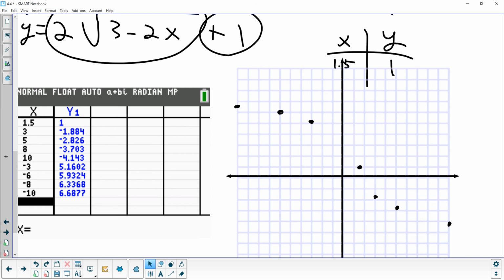Okay, I can see the curve there. So it's going to kind of come down, curve, and keep going. And that's how you graph a cube root.